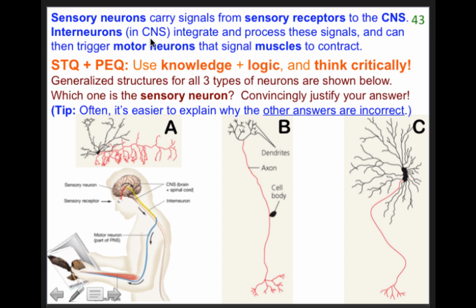So if there's only three options, tell me why the other two don't make sense, and the remaining one will be very well justified in that way. All right, so pause the video now and try to figure out which of these three is a sensory neuron and explain why.